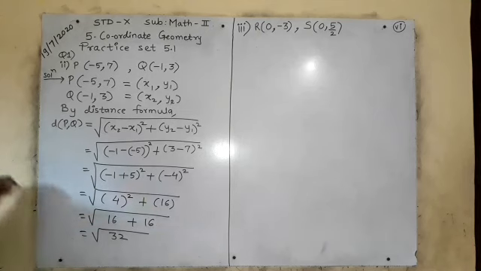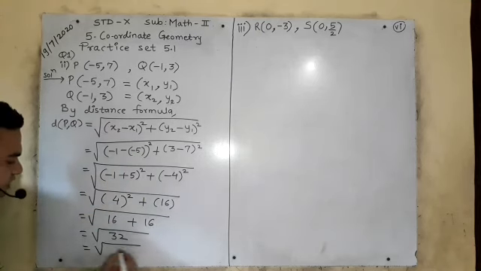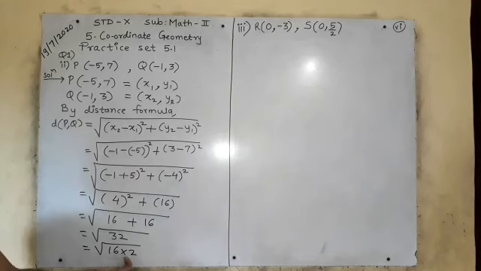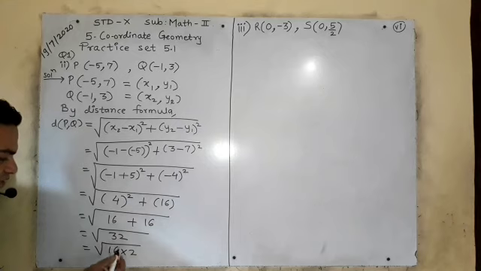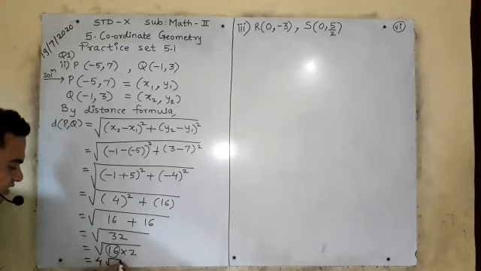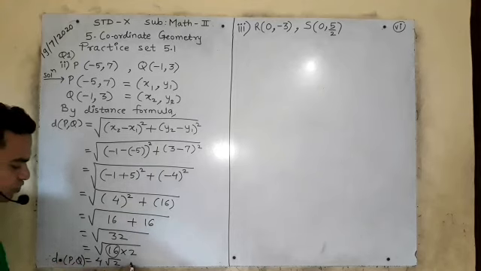No. So expand it, factorize it. So what will come? 16 twos are 32. Is it clear? 16 twos are 32. So why have I chosen 16 twos only? Because 16 is a complete square of 4. Therefore the answer will be, 4 will come out, and what will remain inside? 2. So what is the answer? Therefore the distance between point P and Q is equal to 4 root 2, and at last we will write units.